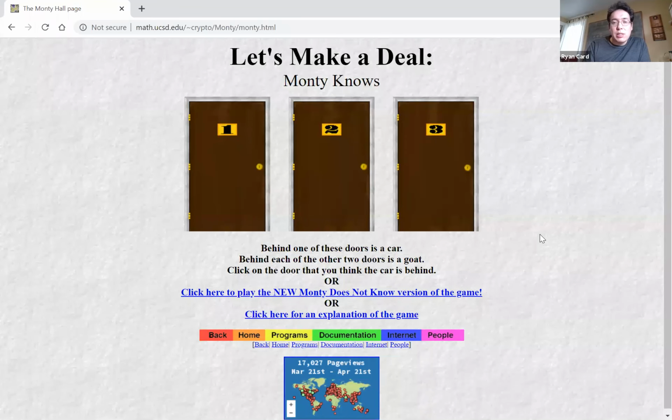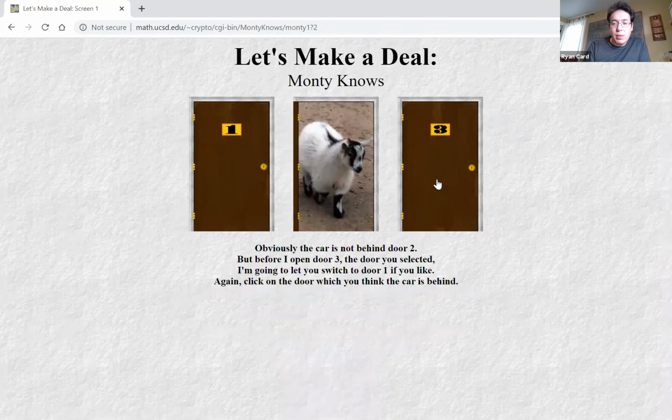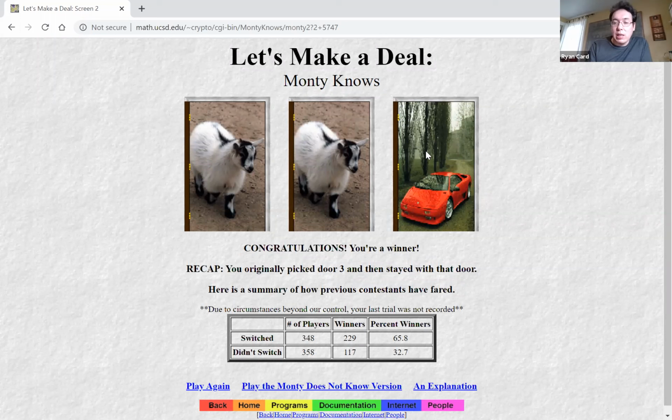Okay, so this is what the website looks like. You are given three different doors, so you can pick one of the three. I clicked on the third door, and Monty revealed door number 2, which had a goat behind it. I can click on 3 again, showing that I'm going to stick to my original choice, or if I wanted to change my mind, I can click on door 1 instead. I'm going to stick with my original choice this time. And I was right to make that decision, so I got the car.